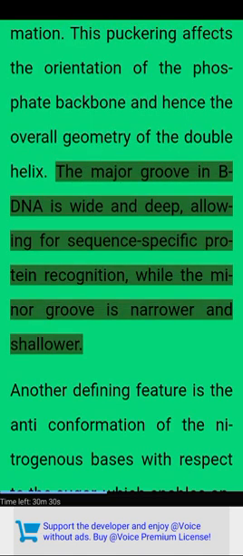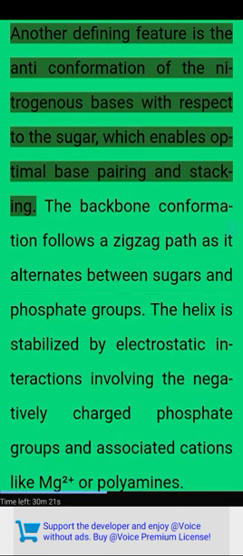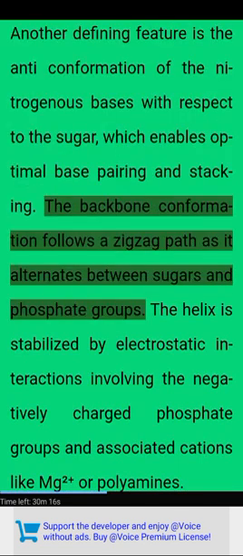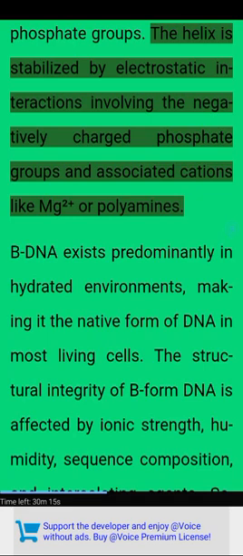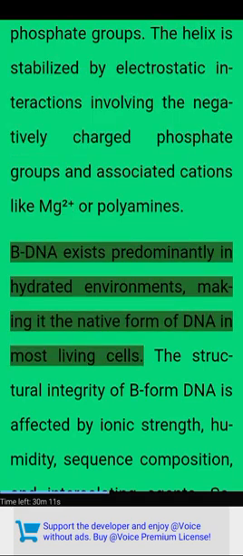The major groove in B-DNA is wide and deep, allowing for sequence-specific protein recognition, while the minor groove is narrower and shallower. Another defining feature is the anti-conformation of the nitrogenous bases with respect to the sugar, which enables optimal base pairing and stacking. The backbone follows a zigzag path as it alternates between sugars and phosphate groups. The helix is stabilized by electrostatic interactions involving the negatively charged phosphate groups and associated cations like Mg²⁺ or polyamines. B-DNA exists predominantly in hydrated environments, making it the native form of DNA in most living cells.